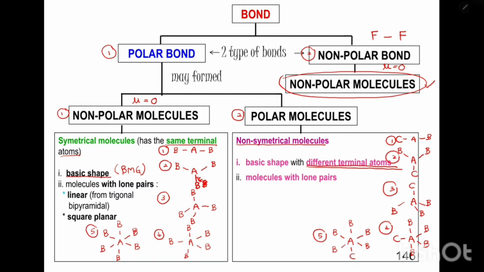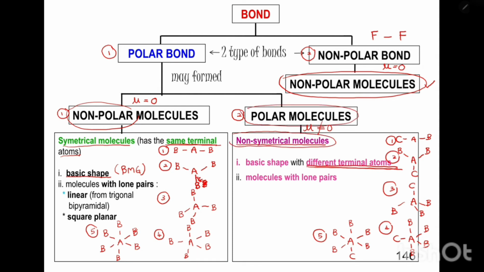Since the terminal atoms are different, the bond dipoles cannot cancel each other. Therefore, the dipole moment is not equal to 0. It's not equal to 0 means there is a net dipole moment. Therefore, it is a polar molecule. So this is for basic molecular geometry. You need to be clear: basic molecular geometry with same terminal atom will be symmetrical molecule and non-polar molecule, and basic molecular geometry with different terminal atom will be classified as non-symmetrical molecule and polar molecule.